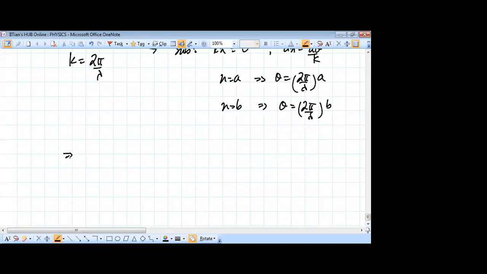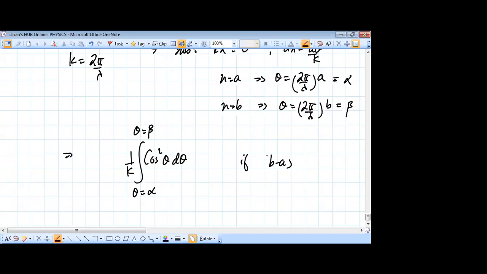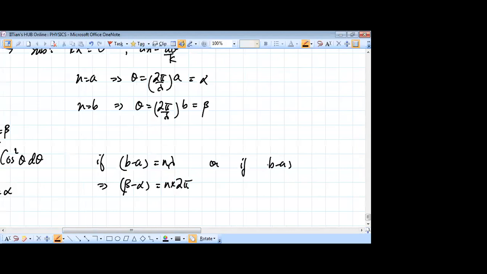So this becomes cos square theta d theta by k from theta equal to, let's say, alpha to theta equal to beta, where this term is alpha. So that is why you will see that if b minus a is equal to n lambda, that means beta minus alpha will become n times 2 pi. Or if b minus a is some multiple of lambda by 2, then beta minus alpha will become m times pi.